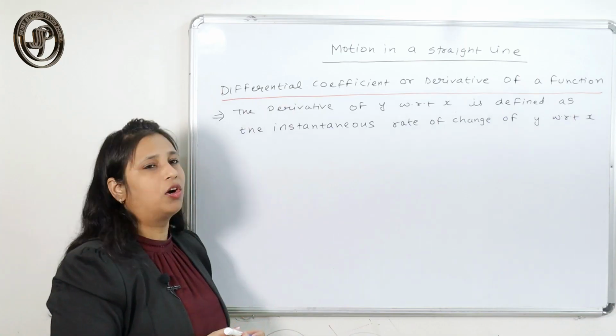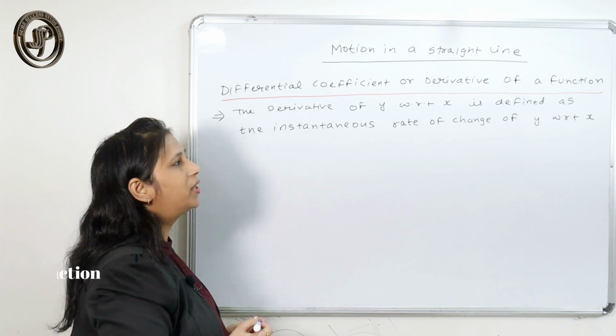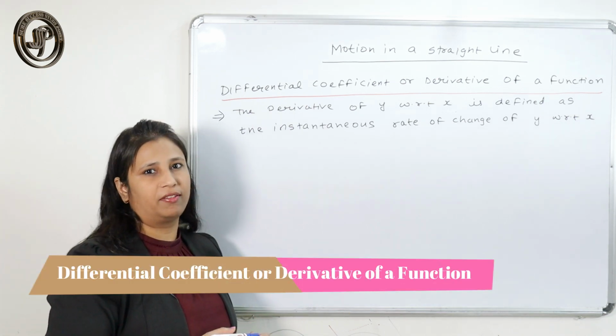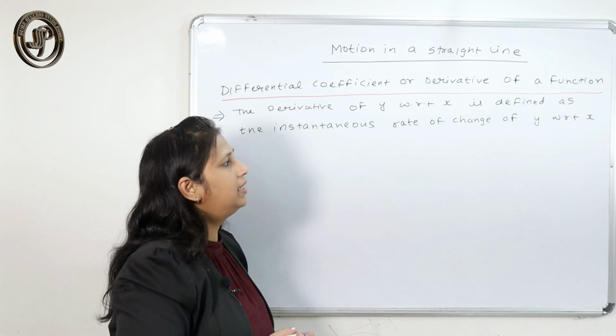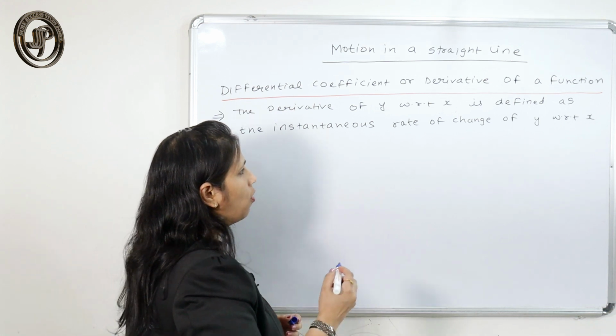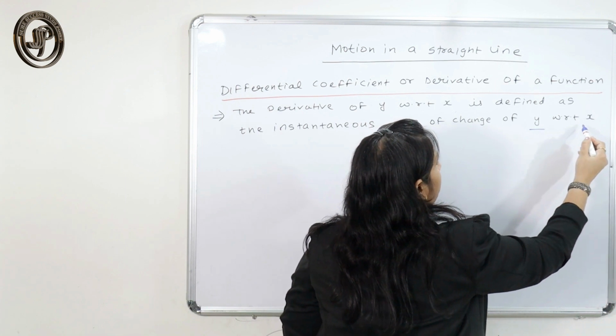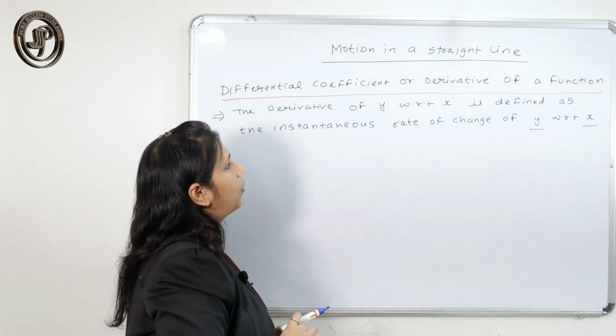Differential coefficient or derivative of a function. So, what is the differential coefficient or derivative of a function? It is the instantaneous rate of change of one quantity with respect to the other quantity.